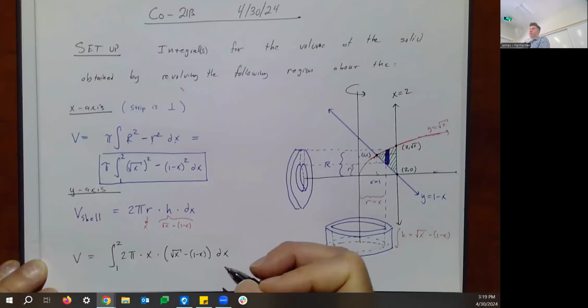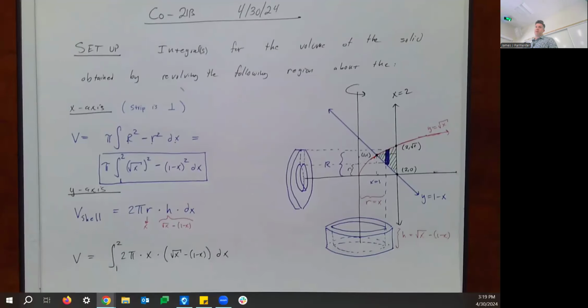Typically people do write the 2 pi out in front. I just haven't been doing that because normally the 2 pi would live out in front. Don't forget it. It's easy, halfway through the problem, to forget the 2 pi is there, and then you're like, oh, why am I off? So that's how we set this one up using the shell method.